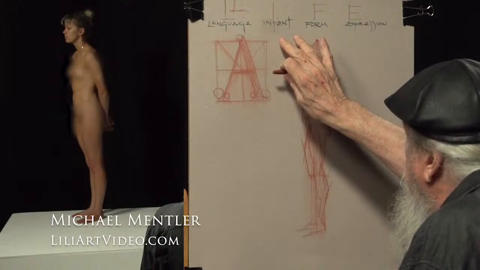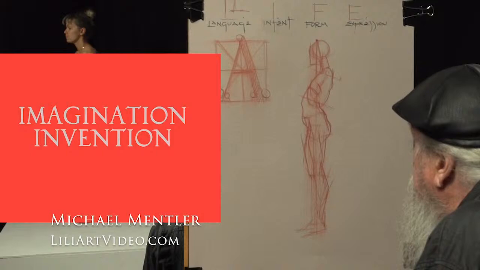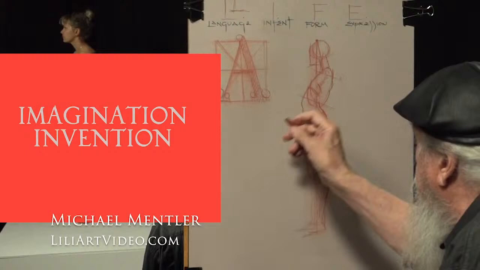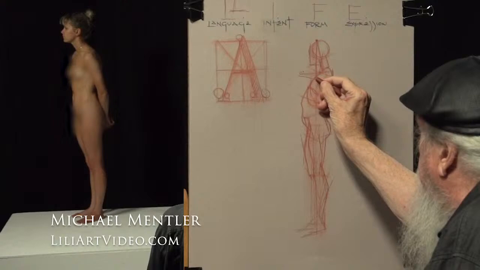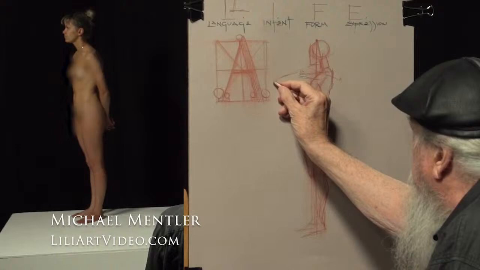So that's the intent part of this, which we've now gotten into intuition, and then we'll go to invention. And invention is the aspect of this, just to say that this pose is not necessarily working for me. So I'm going to invent an arm. And a hand.